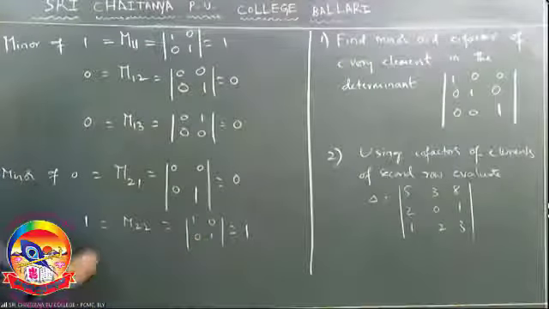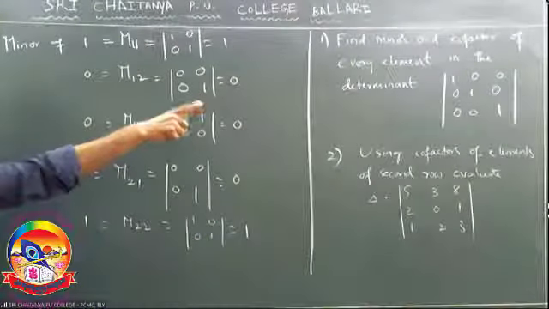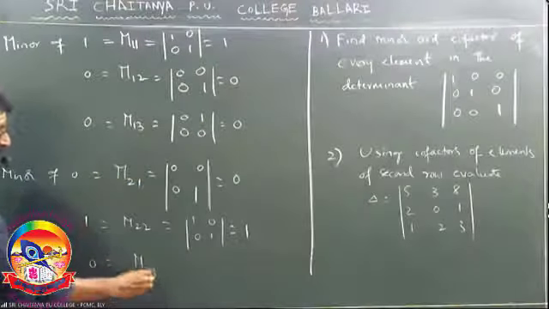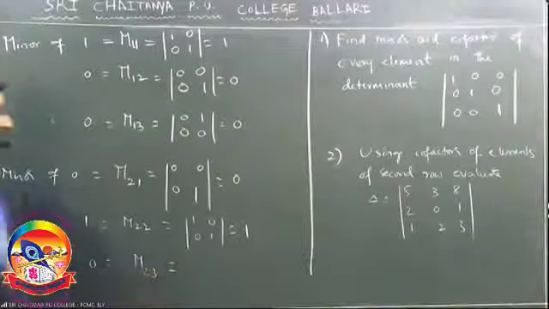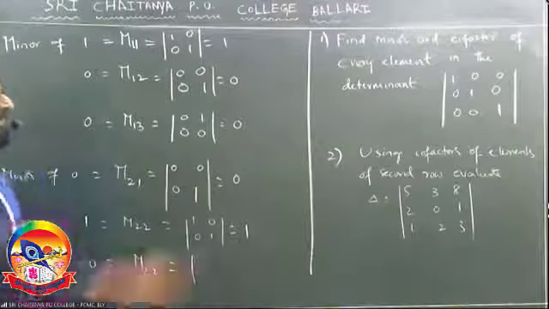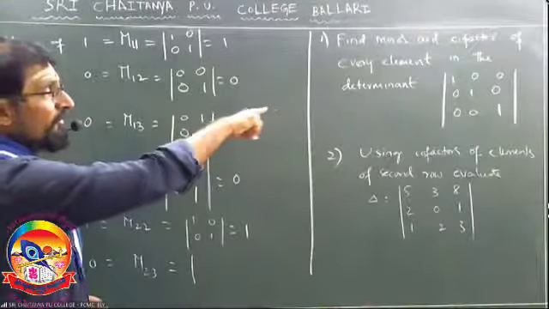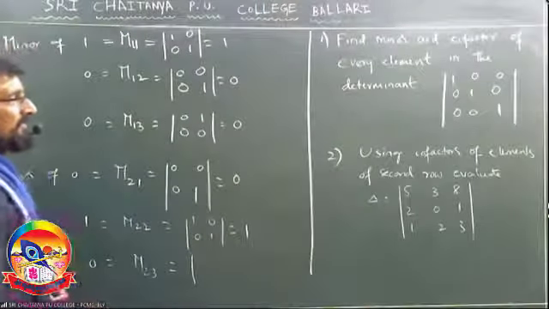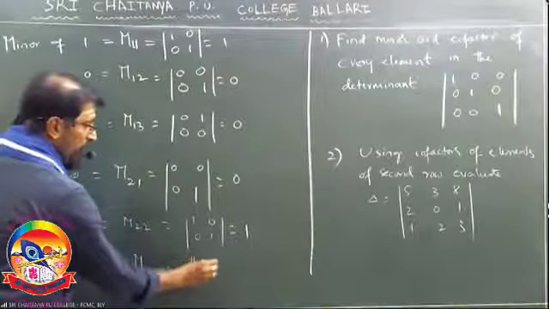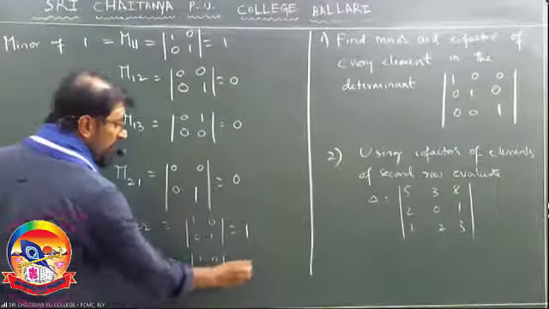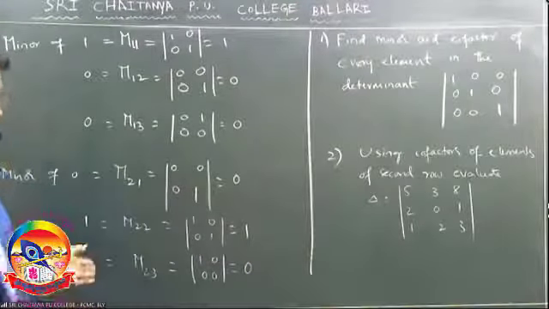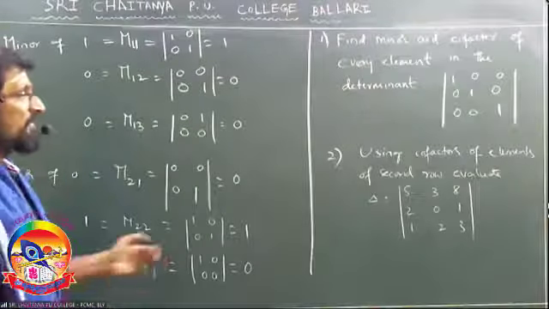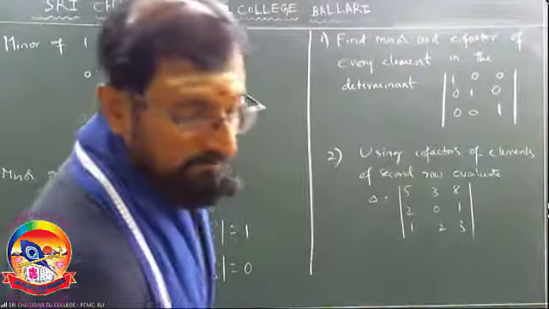And minor of the last 0 in the second row, that means second row, third column, M23, is equal to the determinant after excluding the second row and the third column. You are going to get 1, 0, 0, 0. The determinant is obviously 0, right? This is the value of M23. I hope you understood this.